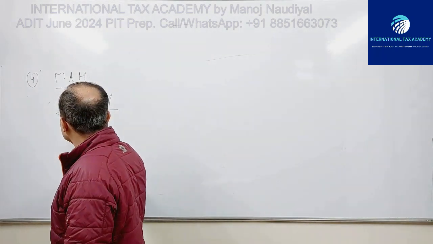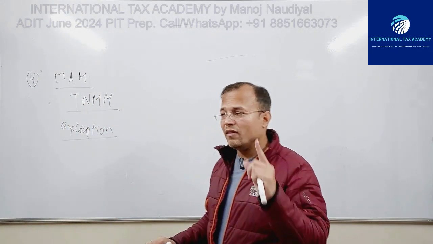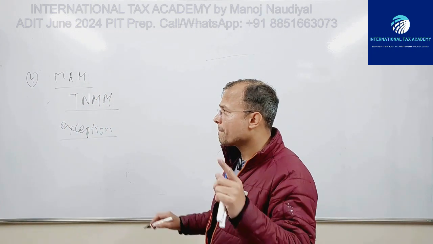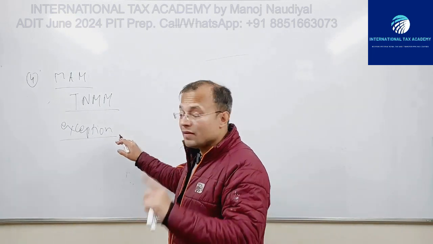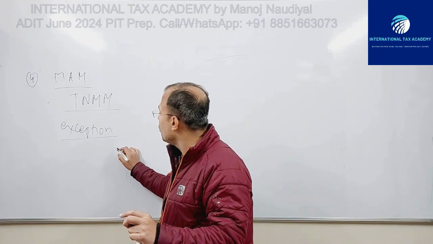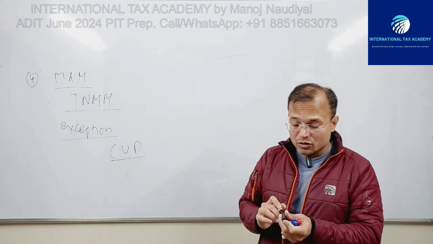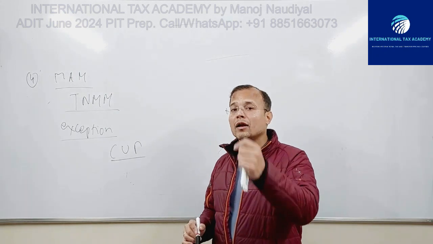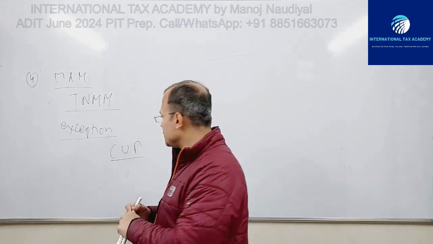The exception is wherein the jurisdictions have, although it would be very rare, but wherein jurisdictions can get hold of comparable uncontrolled price method, where the jurisdictions can apply comparable uncontrolled price method reliably by making use of internal comparables.